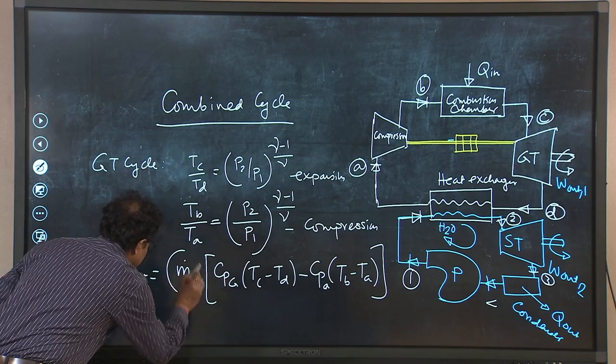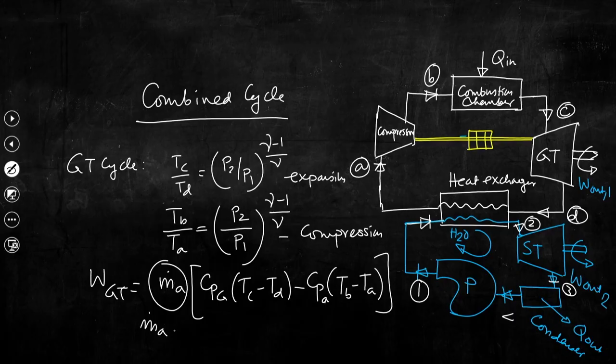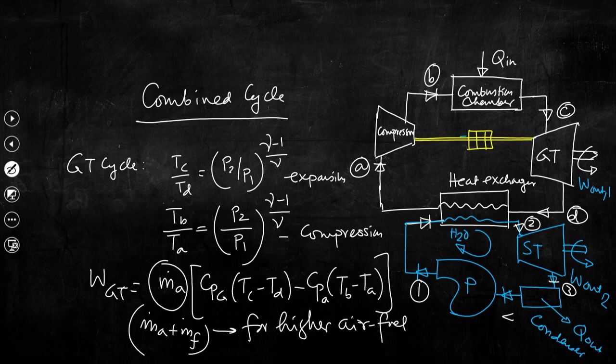So, ideally this should be m dot A plus m dot F, but if we consider higher air fuel ratio, sorry, for higher air fuel ratio, it is more or less m dot A, because fuel is very less.